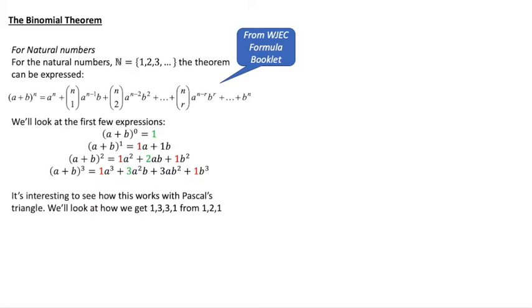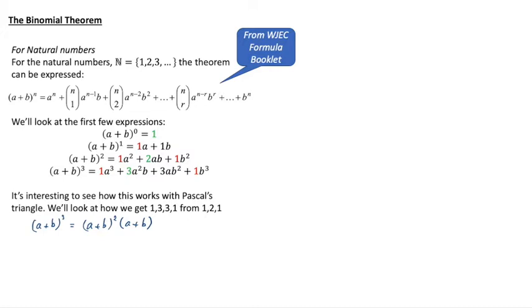And it's interesting to see how this works with Pascal's triangle. Why does Pascal's triangle work here? Now remember also with Pascal's triangle that we can build that using the idea of combinations, and that explains why we've got those combinations in the formula from the WJEC booklet at the top there. Okay, so let's see how we get 1331 from 121.